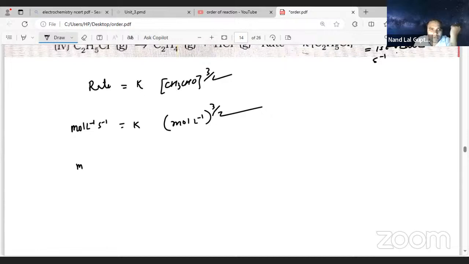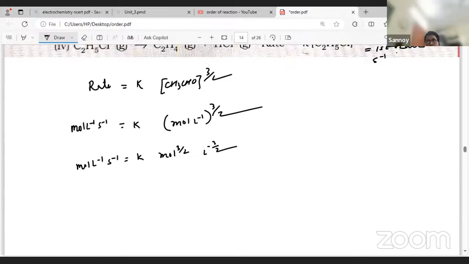So we can write mole liter inverse second inverse is equal to K. Here it will be mole 3 by 2 and liter, what will be there? Minus 3 by 2.